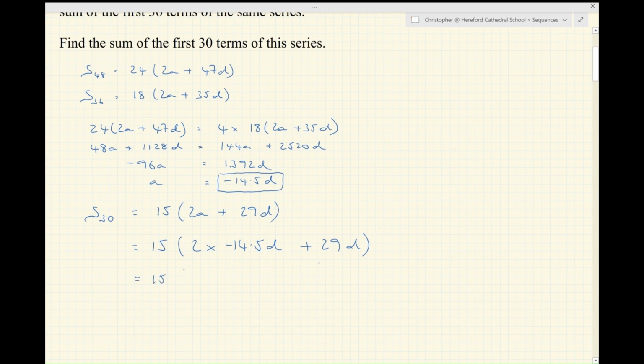Let's continue to simplify that. That's 15 times minus 29d plus 29d. Well, that's 15 times 0. So the sum of the first 30 terms is 0.